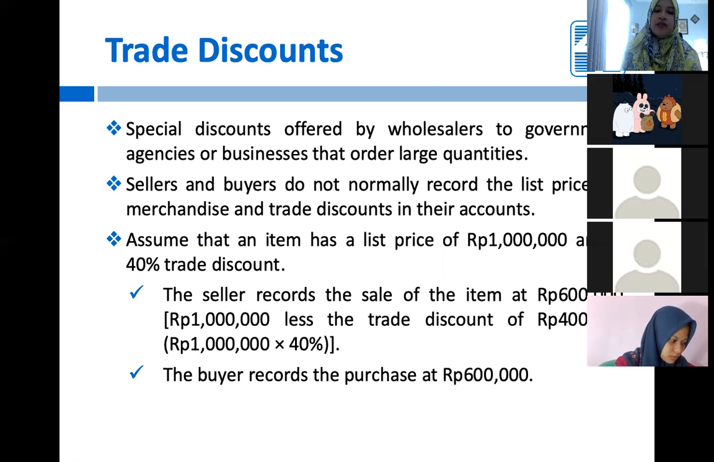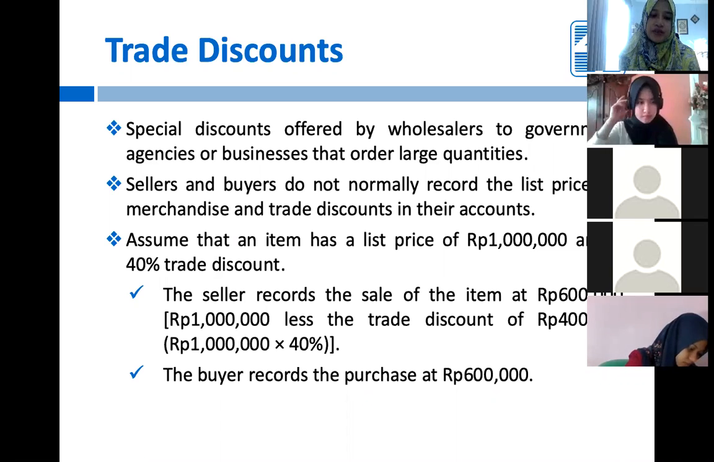So the seller would record the sale at 600,000, already deducted the trade discount amount. The same thing with the buyer, who would record the purchase at 600,000. Cash discount also, you record the net amount, right? So it's basically the same. The idea of giving a trade discount is basically the same as the company giving the cash discount, because they want to maintain the relationship with their customers.